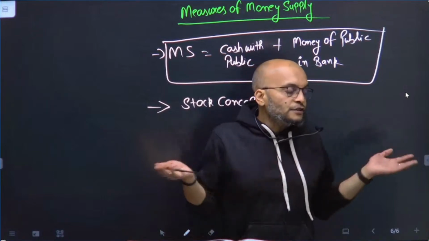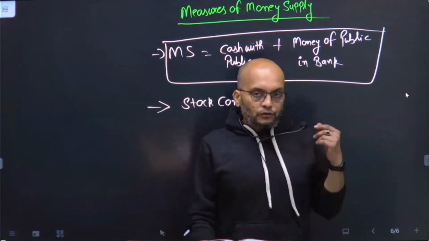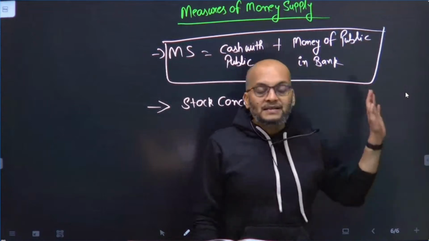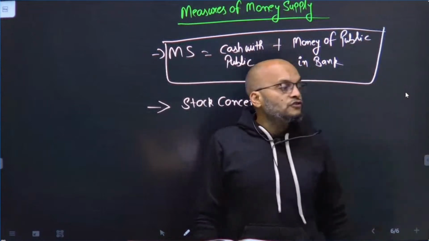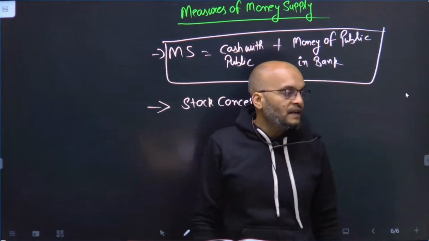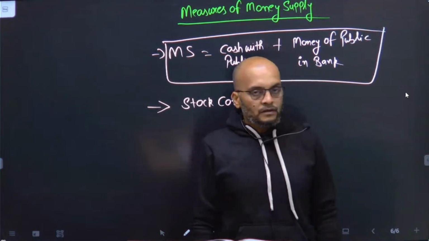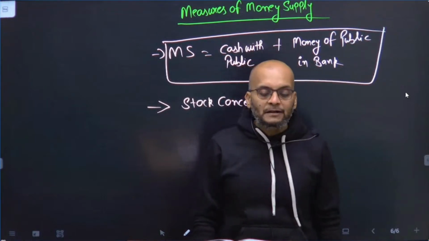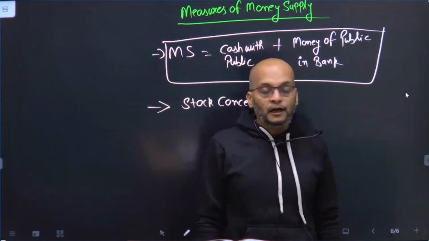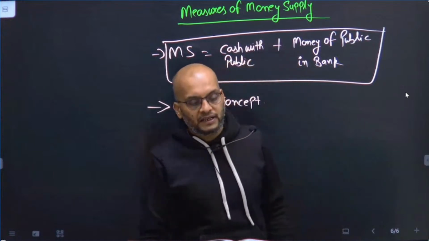We all are the consumers of money. Government and central banks are the producers of money. Understood or not? We are the consumers. So money supply is defined by the consumers of money, not the producers of money. Clear?